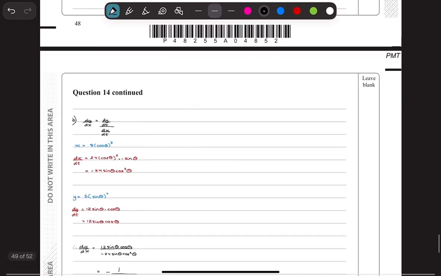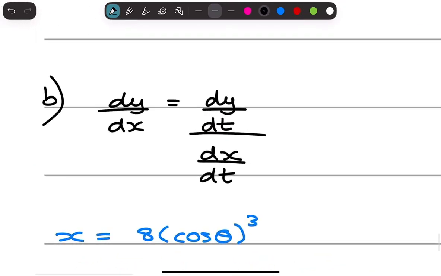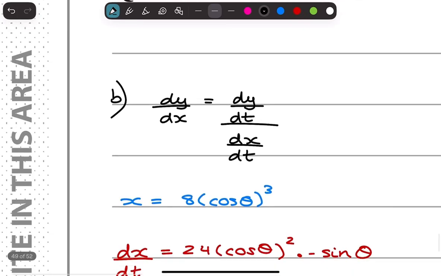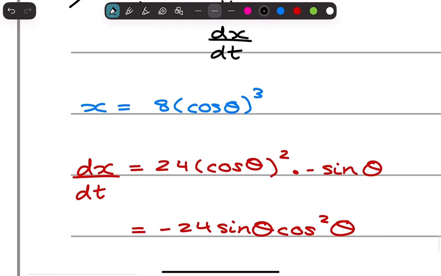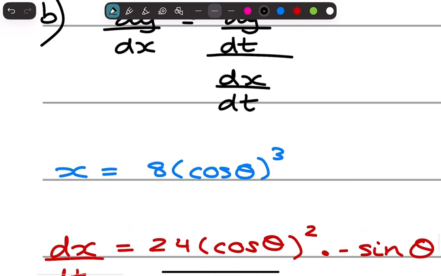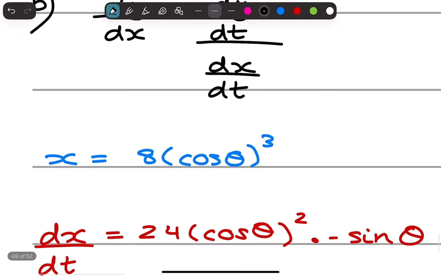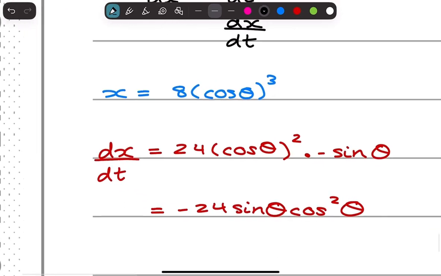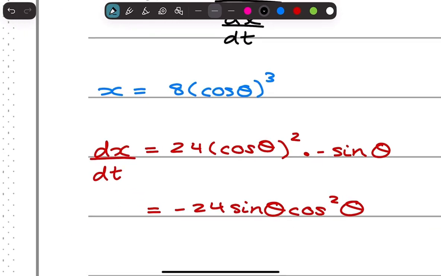Well, you can use this formula. dy over dx is equal to dy over dt over dx over dt. So you basically differentiate your y, you differentiate your x, and then you divide y by x. I've written x here, which is 8 cos theta all cubed, and I like to write it like this because it makes the chain rule a lot easier to compute, and you'll see what I mean when I go through it. So x is that, and then dx over dt.